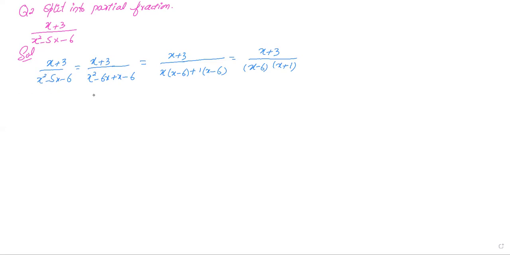Hence, I will start the question from here: (x + 3) divided by (x − 6) times (x + 1). As I know that there are two factors in the denominator, I require two fractions: A over the first factor plus B over the second factor. So that's the first rule or the first step: the number of factors in the denominator is equal to the number of required fractions.